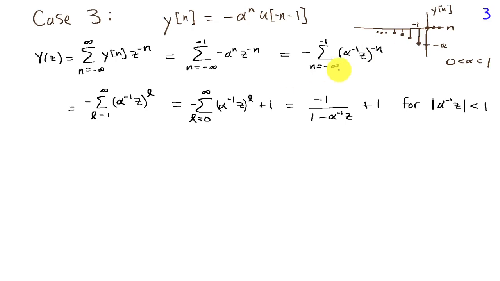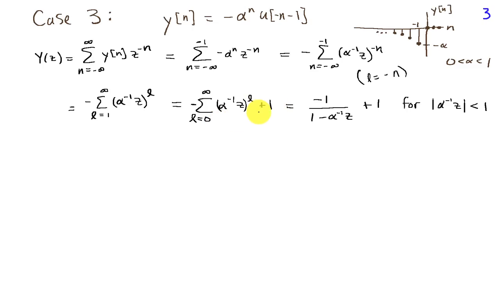Now I'll do a change of my index of summation. Instead of summing from n equals minus infinity to minus 1, I'll let L be equal to minus n, and we'll substitute that into the sum, and now we have the sum from L equals 1 to infinity of alpha inverse z, quantity to the Lth power, with, again, the minus sign out front. Well, this looks like a geometric series. Just our formula for the geometric series starts at 0, not at 1, so we're going to add a term to 0 to the geometric series and then subtract off the L equals 0 term over here.